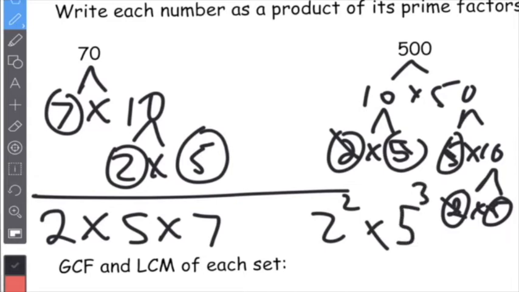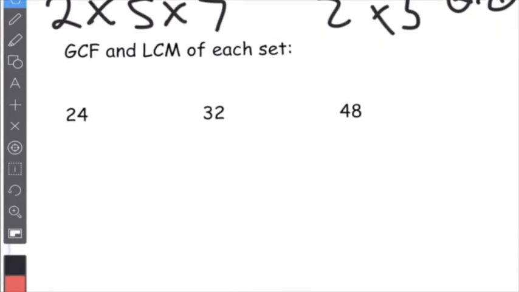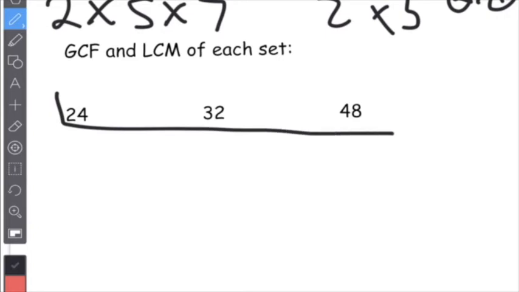Okay, next, what we're going to do is GCF and LCM of each set. The first one, we're going to do the GCF. I'm just going to use a division ladder. It's a little bit easier. I know 4 goes into them. So 24 divided by 4 is 6. 32 divided by 4 is 8. 48 divided by 4 is 12. I notice I could divide again by 2.